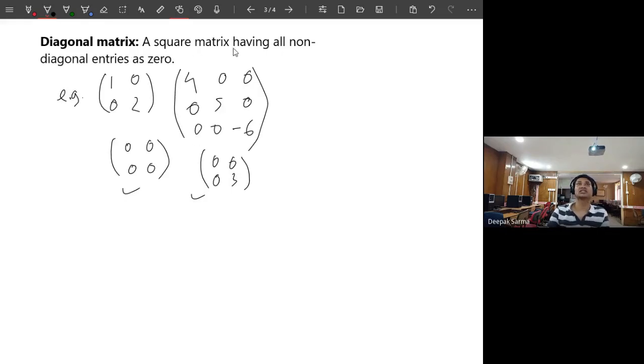So the restriction is on non-diagonal entries. If non-diagonal entries are all 0, then it is a diagonal matrix. We don't have any restriction about the diagonal entry. Here the diagonal is 0, no problem. You only have to check whether all the off-diagonal entries are 0 or not. Is it clear?